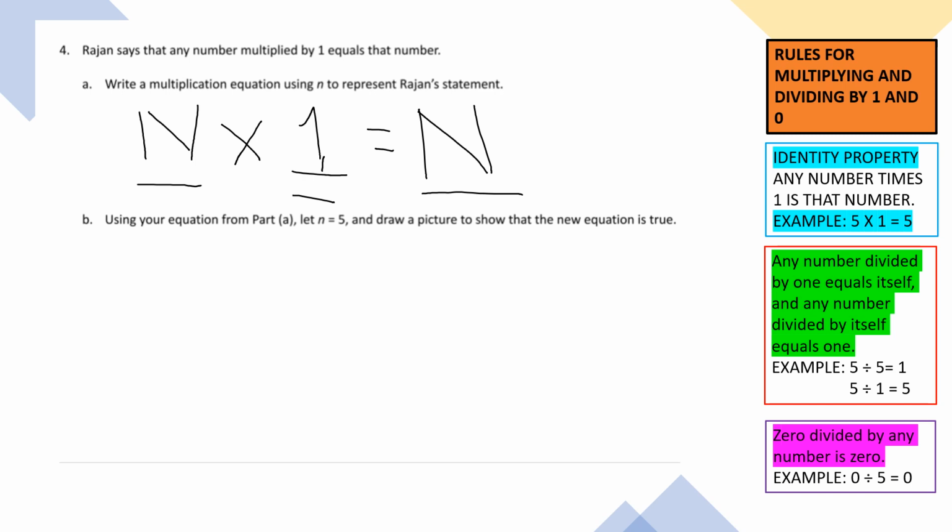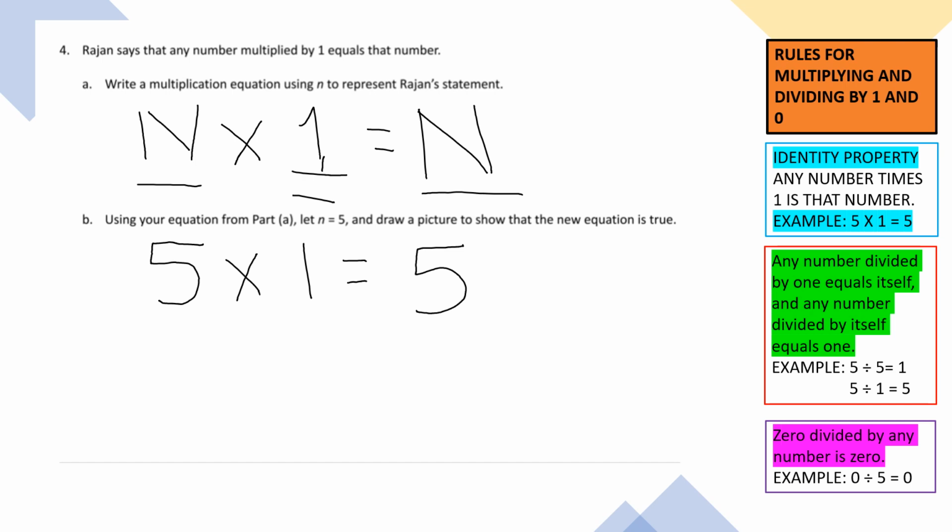All right, let's see what we have to do for B. B says, using your equation from part A, let n equals 5, and draw a picture to show that the new equation is true. Okay, so now we're replacing n with the number 5. So we're going to write 5 times 1 equals 5.